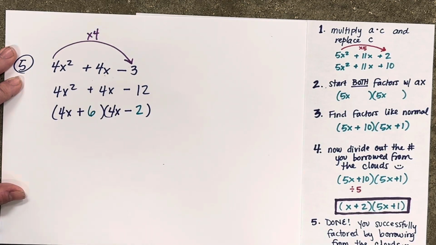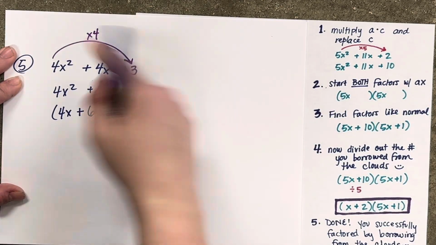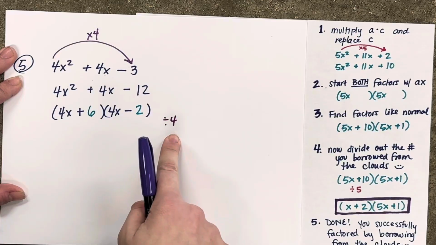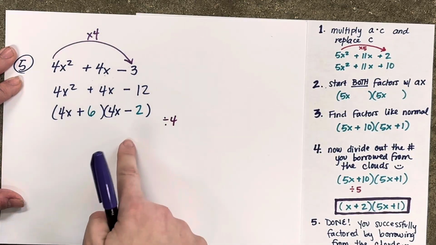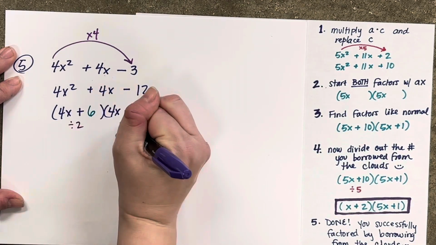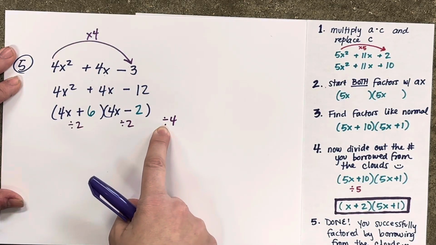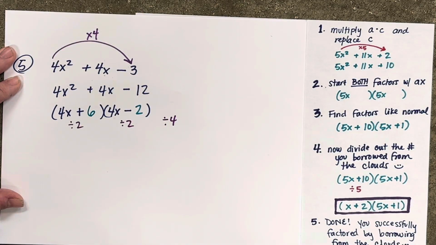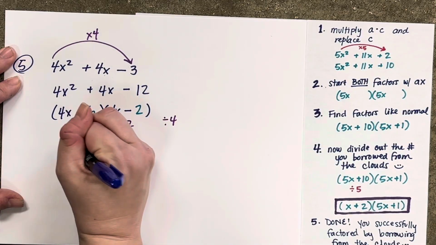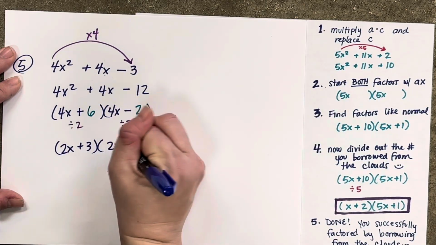Okay? Now, kind of same thing here, right? I borrowed 4 from the clouds. I need to divide by 4 to give it back, but I have to do it in multiple pieces. So I'm going to divide this quantity by 2 and divide that quantity by 2. Overall, I'm still giving back the 4 I borrowed. I'm just doing it in 2 parts. So I should get 2x plus 3 times the quantity of 2x minus 1.